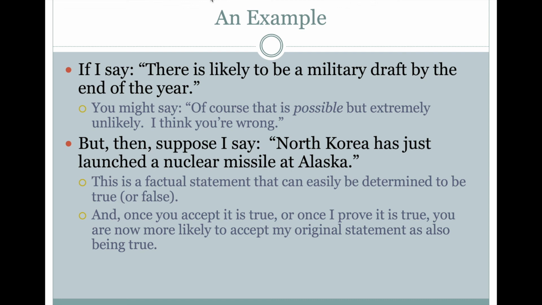Okay? So once you accept the evidence statement as true, or once I prove it's true to you by showing you the evidence, maybe showing you the front page of a newspaper, right? You'd be more likely to accept my original statement as also being true. But why is that? It's because you would be making an inference. Okay, so the thing that's changed is the evidence has put the original claim in a new light, and you've thought about the relationship of the evidence statement to the original claim.